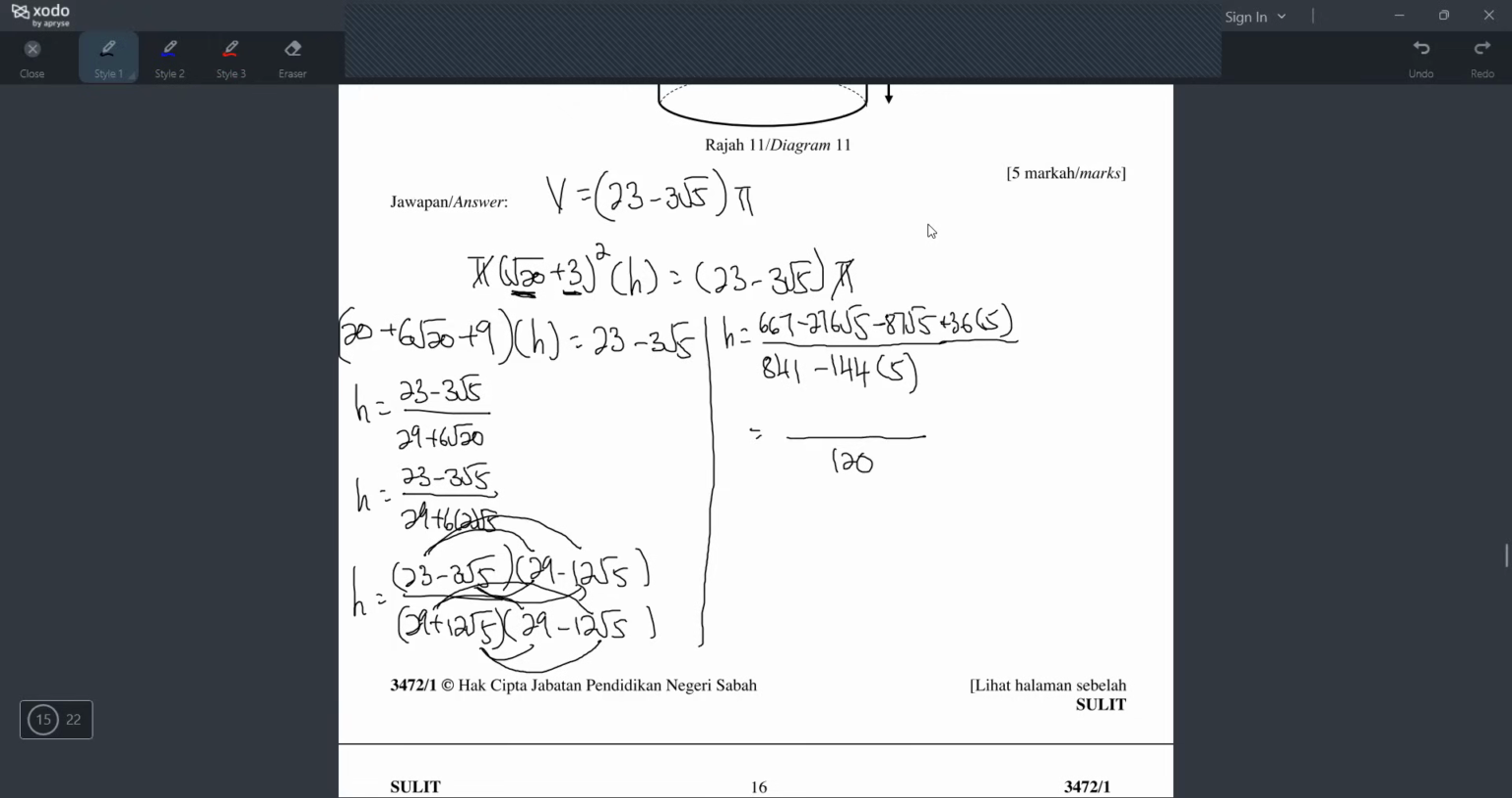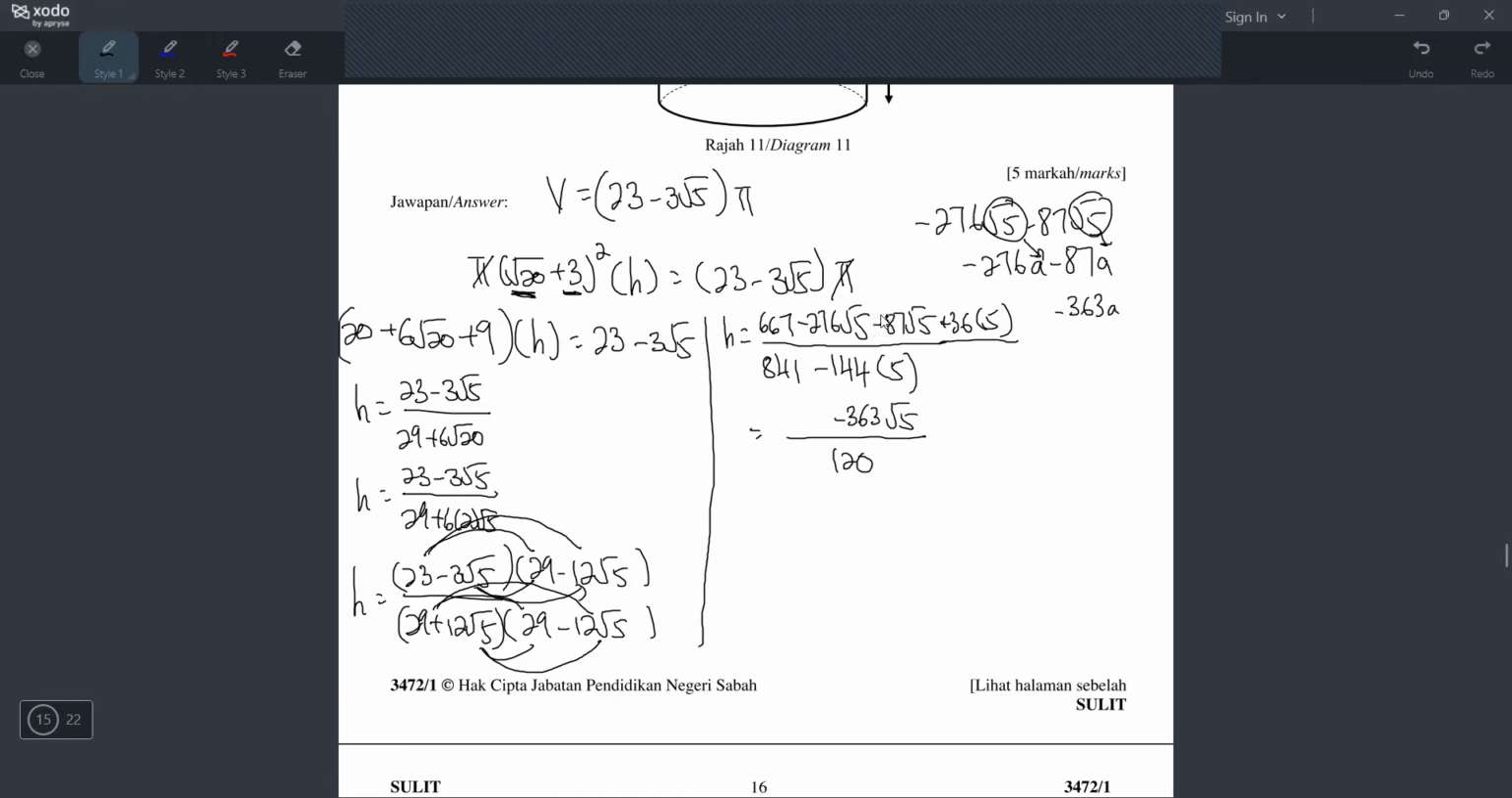Okay, negative 276 square root 5 minus 87 square root 5 is the same as negative 276a minus 87a. This square root 5 and square root 5, you can just temporarily change to a. So what you do now, you can just press negative 276 minus 87. So what is negative 276 minus 87? You will get negative 363a. But don't write negative 363a lah. You write negative 363 square root 5. Okay, because the a is actually square root 5.